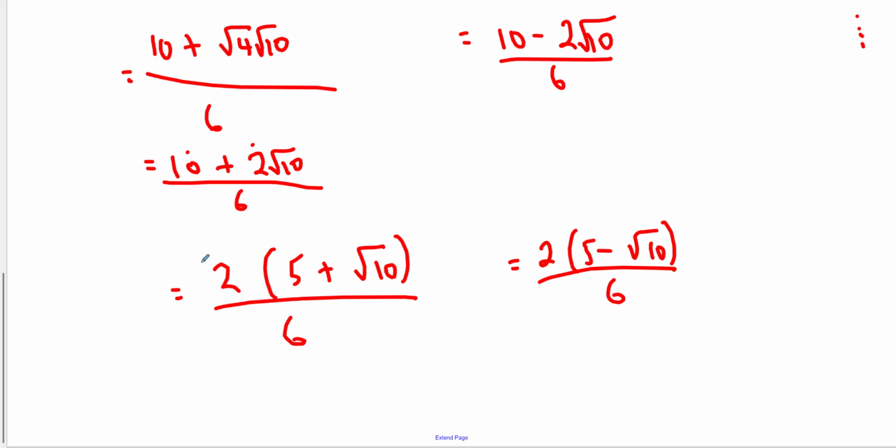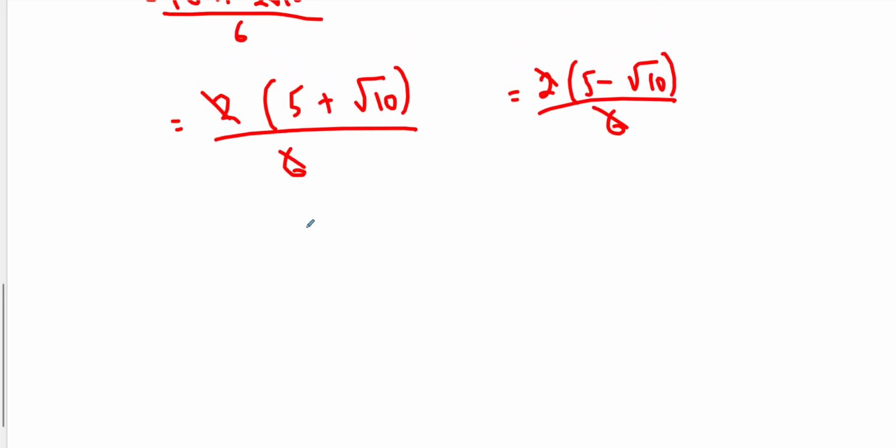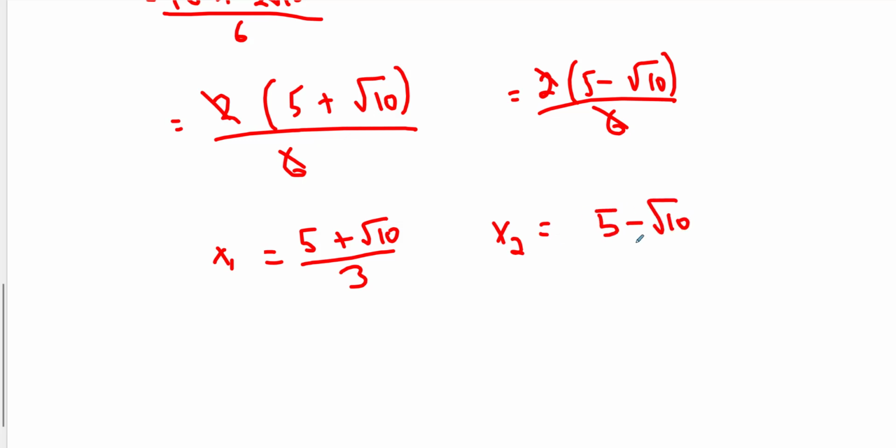And the final step is to now factor out a common factor between the top and bottom, the numerator and denominator. And I know that I can factor out a 2 from the top and bottom, so the final answer becomes 5 plus root 10 over 3, or 5 minus root 10 over 3. That's the answer.